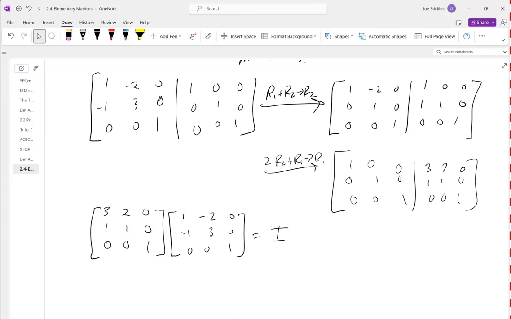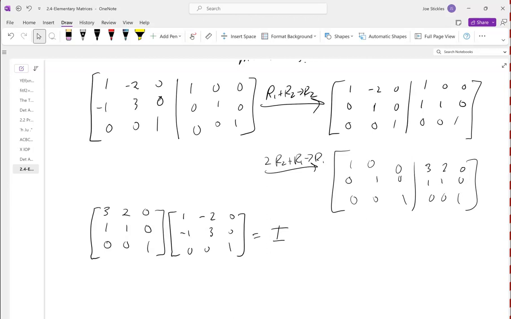So this is the inverse of this matrix, correct? Notice I'm multiplying on the left. We just said a minute ago that if we multiply on the left by elementary matrices, that has the equivalent row operations, right? So if I multiply first by the elementary matrix that does this row operation, and then does this row operation, we would get the identity as well, correct?